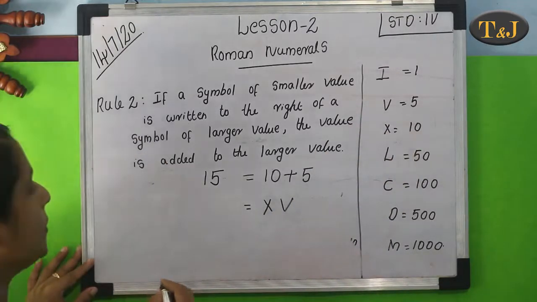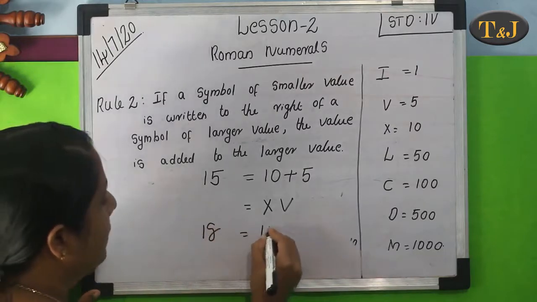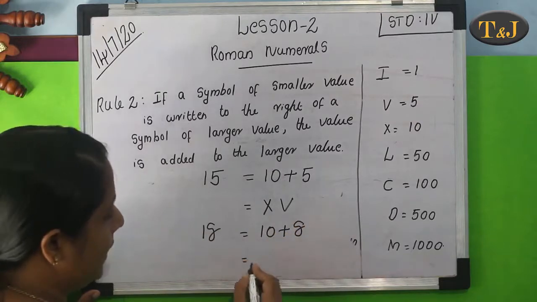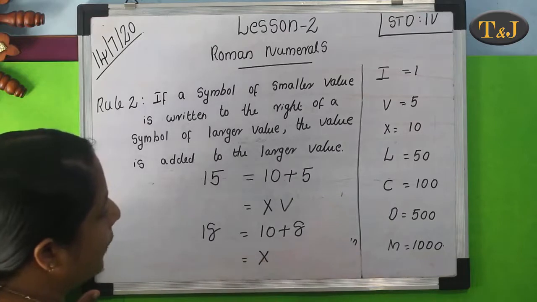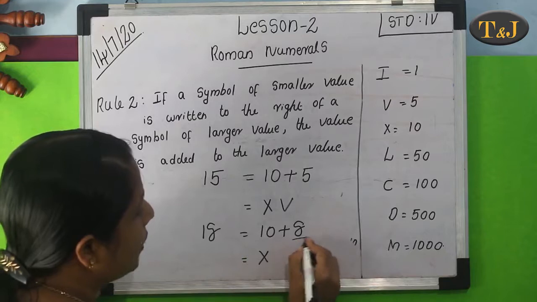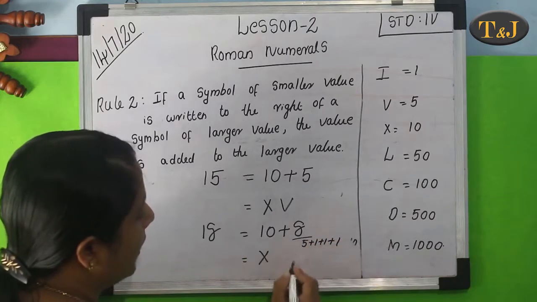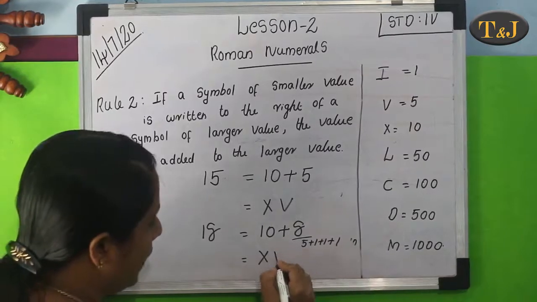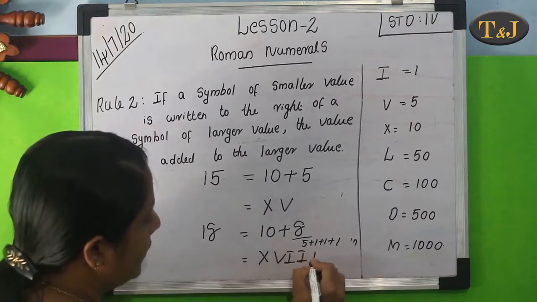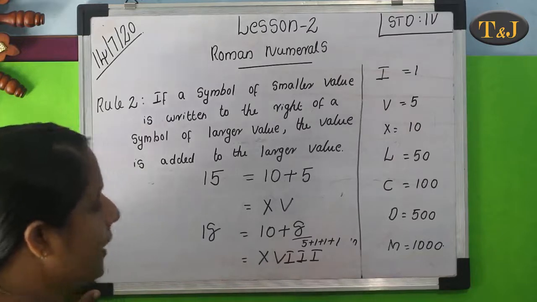Next we want the number 18. So we write 10 plus 8. We know that the symbol for 10 equals X and the symbol for 8 equals... Then again we have to split that number, that is 8 equals 5 plus 1 plus 1 plus 1. That is the number 5 equals V and 1 equals I. Then we get the answer 18. That is 10 plus 8 equals 18.